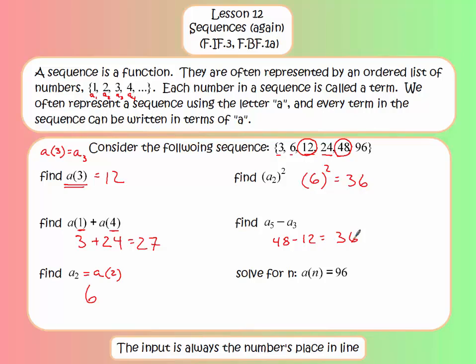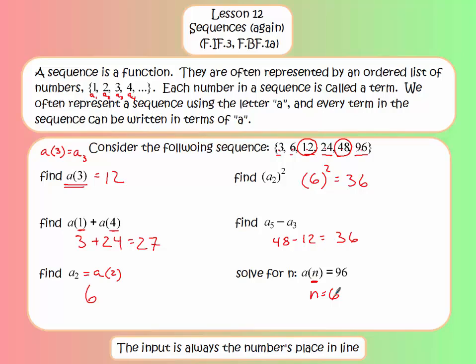And finally, solve for n. A sub n equals 96. Well, again, remember this n is simply the term number that we're looking at. So I look up here, I see 96 is here. So let me count: 1, 2, 3, 4, 5, 6. So A sub n equals 96. N must be 6. It just means the sixth term is 96.